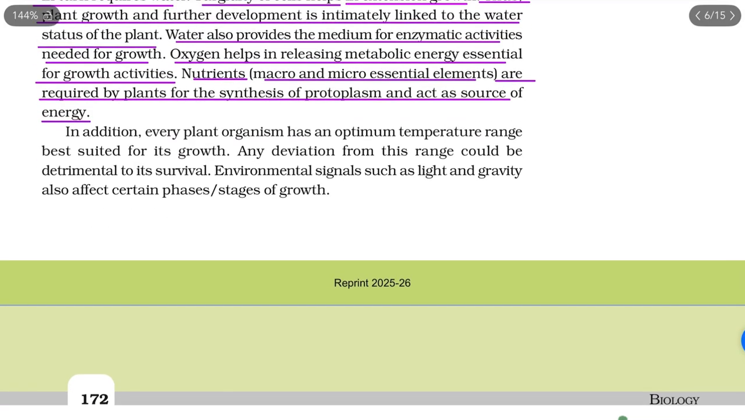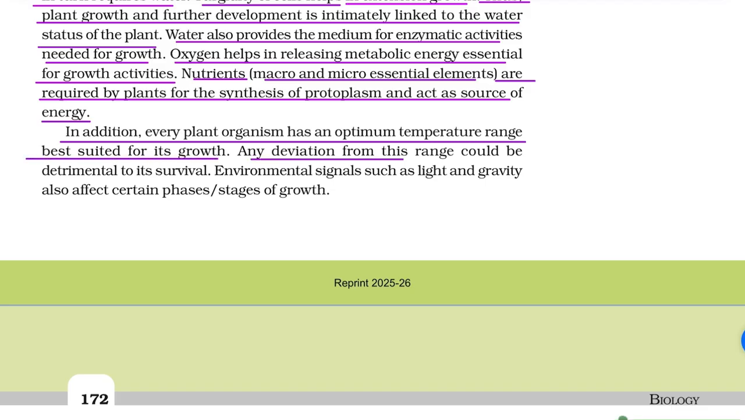In addition, every plant organism has an optimum temperature range best suited for its growth, and a deviation from this range could be detrimental to its survival. Environmental signals such as light and gravity also affect certain phases or stages of growth.